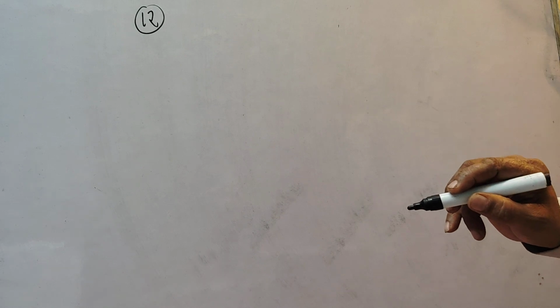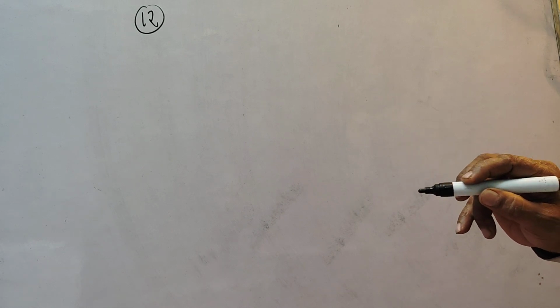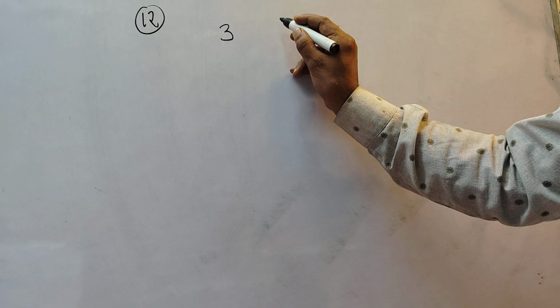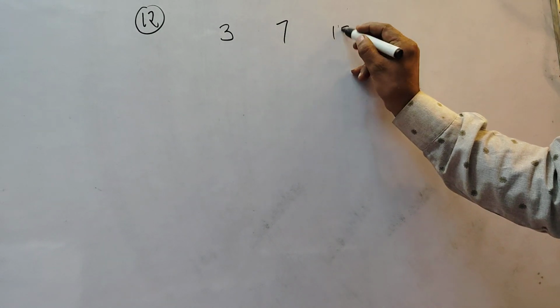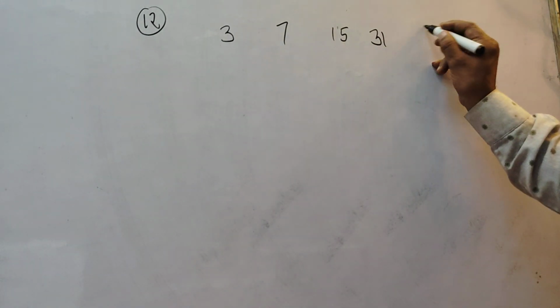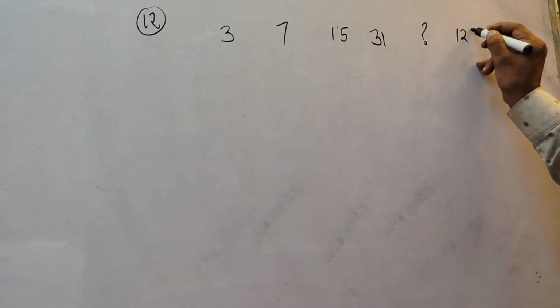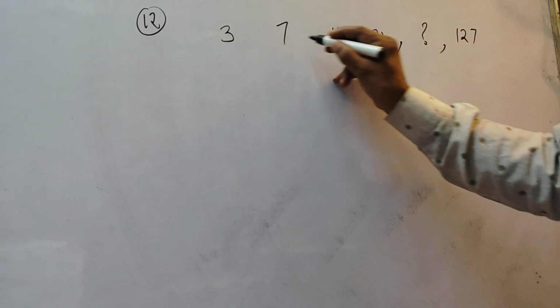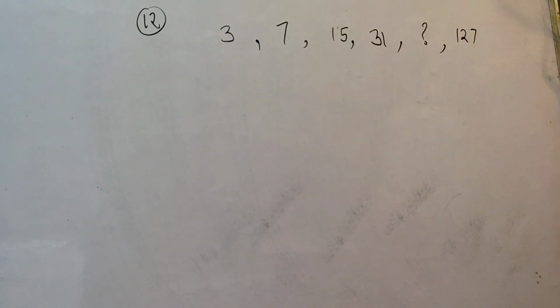Next, the 12th one. Find the number which will continue the given number pattern. The number pattern is given: 3, 7, 15, 31, question mark, 127. Find out the number in the question mark's place. So the 12th question.